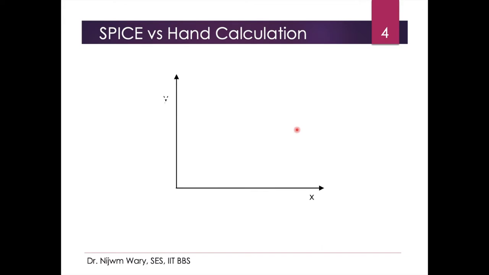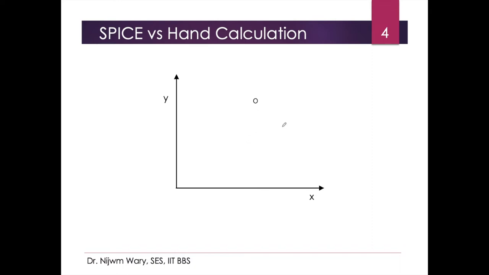Imagine I have some parameter X which I am supposed to vary. This is my variable and this is my target output. For example, Y can be the gain of an amplifier and X may be W by L of a MOSFET. So let's assume that this is my target specification. This is the gain that I am supposed to achieve, and the particular value of W by L of the MOSFET is maybe here.